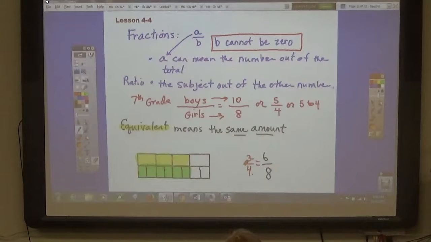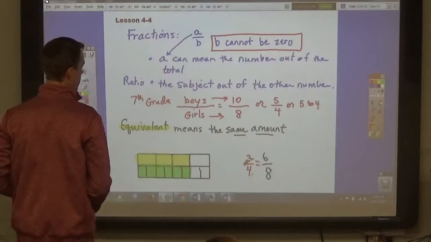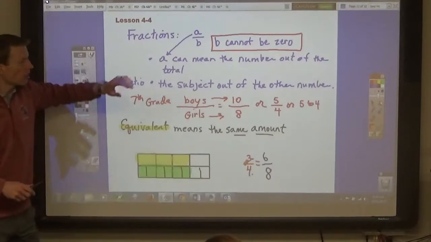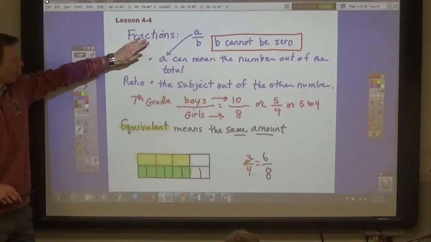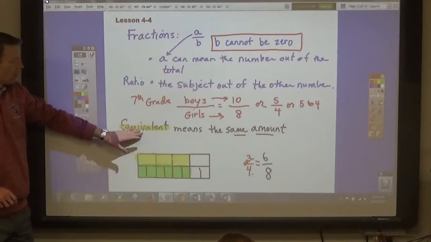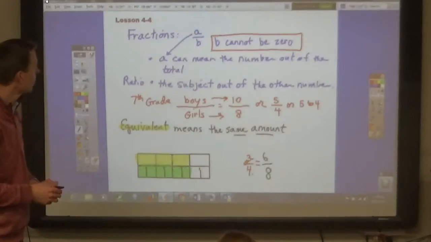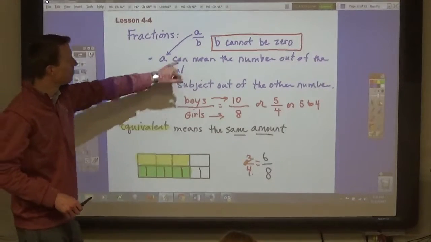Okay, we're going to go through a lesson on fractions now, 7th graders. Lesson 4.4 is all about fractions. And we're going to talk about what fractions are, how to put fractions in simplest form, and what equivalent fractions are. Okay? So let's start with a fraction.